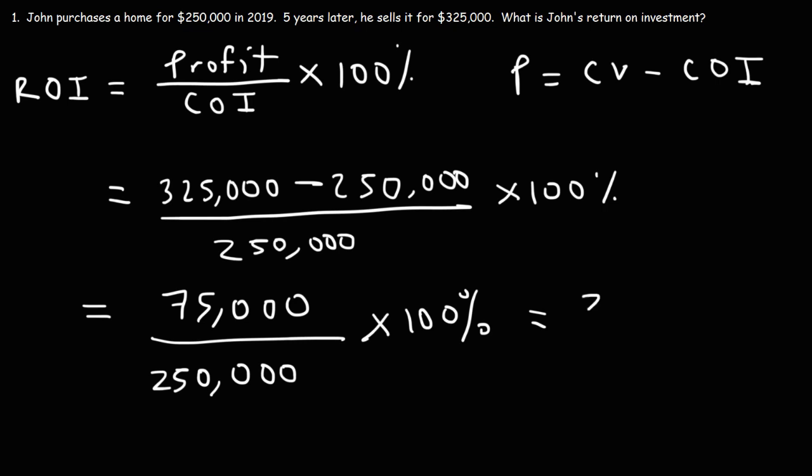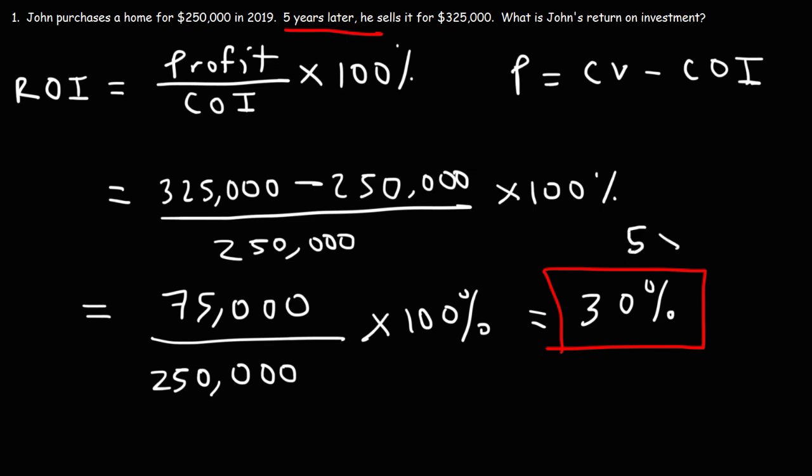So the answer is 30%. So John made a 30% return on his investment in the 5-year period. Now with this information, how would you estimate his annual return on investment? So remember, he earned this in 5 years.